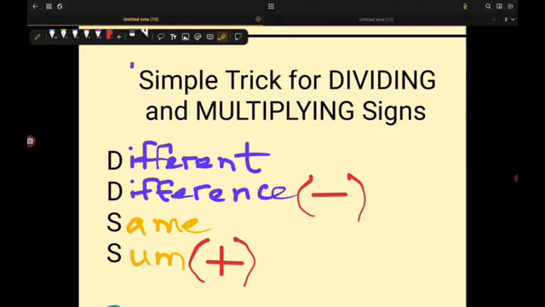What I want to enjoin you to be using, if you fall in the category of those who usually get confused anytime they are multiplying signs or dividing signs, is to just remember this DDSS. The first D is when your signs are different: pick difference, which is minus. When the signs you are dividing or multiplying are the same, pick addition, which is plus. Sum, let it precede your answer. So that is the trick. That is what I said I was coming to.